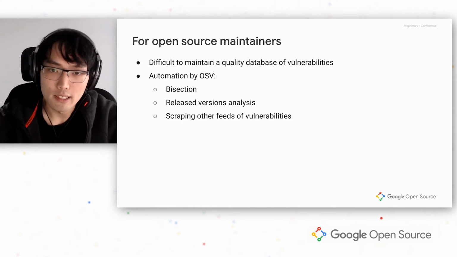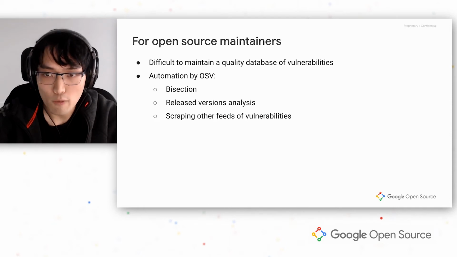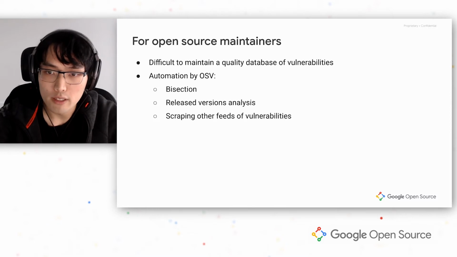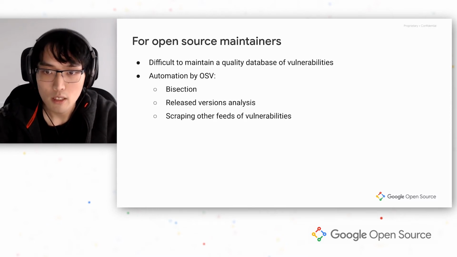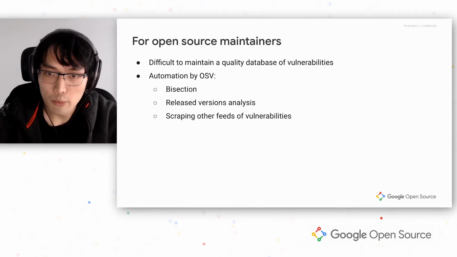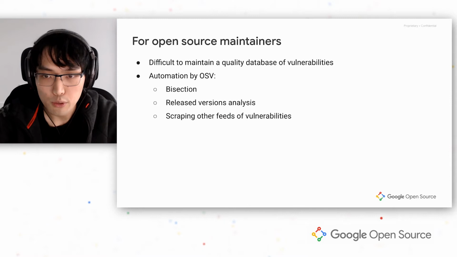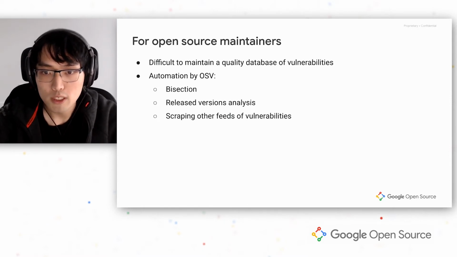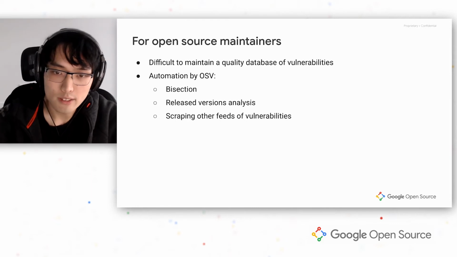So making it easier for users of open source to consume vulnerabilities is just one part of the story. We need to have quality vulnerability databases with precise version data in the first place, which usually requires lots of manual triage work. To help with this, OSV also provides automation tools to help with determining impacted version ranges, as well as scraping existing vulnerability feeds.